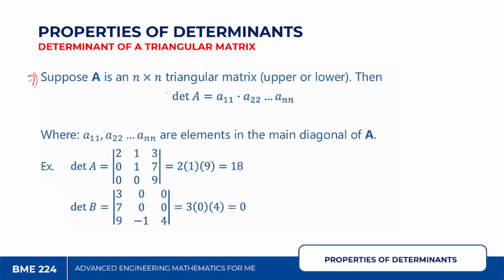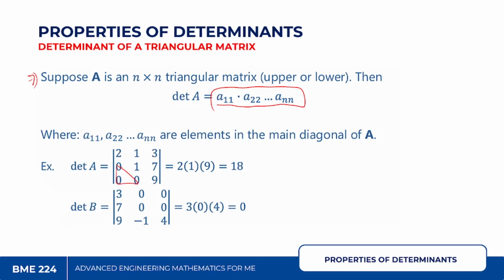Suppose A is an n by n triangular matrix, upper or lower, then the determinant of A would be equal to sa diagonal lang. Say for example, eto class, this is an upper triangular kasi all entries nandun lang sa upper. This is, by the way, lower triangular if I'm not mistaken, kasi yung 0, 0 pala yun. Yung 0, 0 na mga elements is nasa baba. So this is a lower triangular matrix.